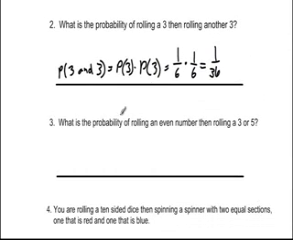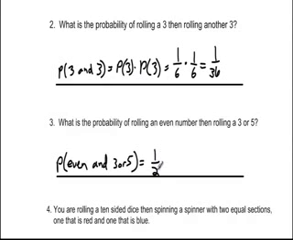Question 3, what is the probability of rolling an even number then rolling a 3 or a 5? So this time we've got the probability of even and 3 or 5. The probability of even is 1/2. Don't forget, the reason it's 1/2 is I have 3 out of 6 that are even, so the probability is 1/2. Multiply that. Now, 3 or 5, that's 2 choices out of 6, so it's times 1/3.